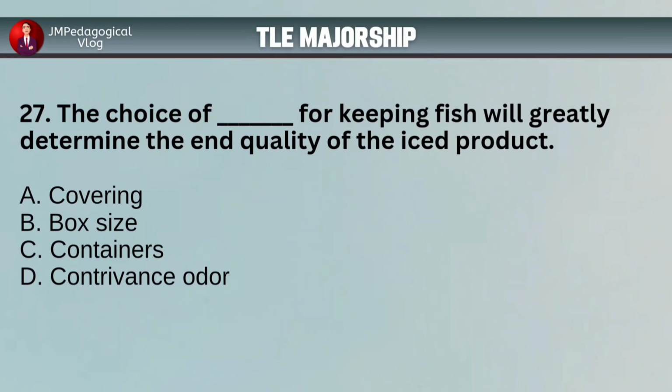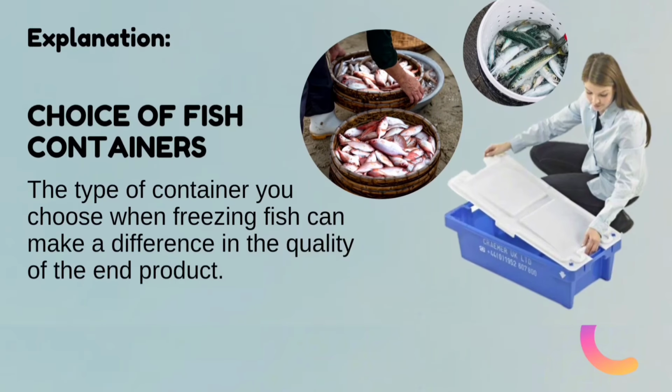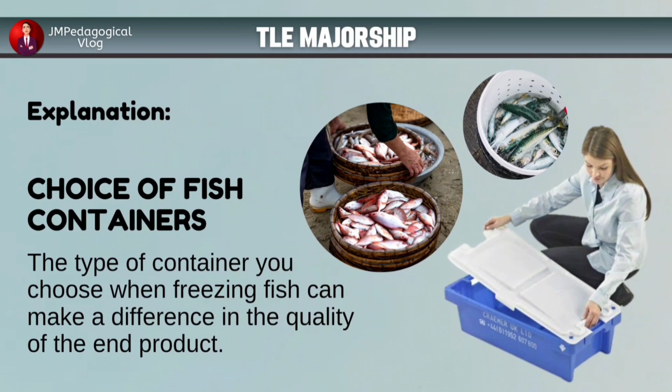27. The choice of blank for keeping fish will greatly determine the end quality of the iced product. A. Covering. B. Box size. C. Containers. D. Contrivance odor. C. Containers. Explanation. The type of container you choose when freezing fish can make a difference in the quality of the end product.